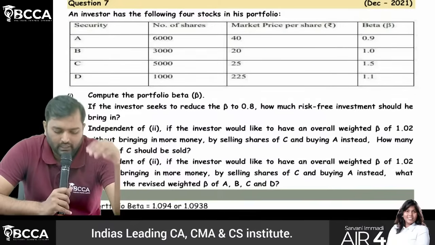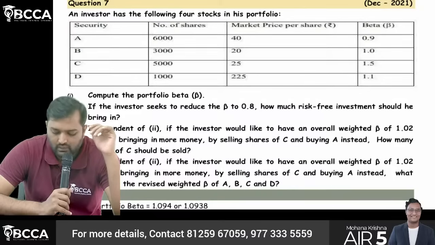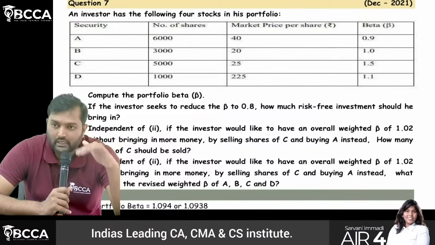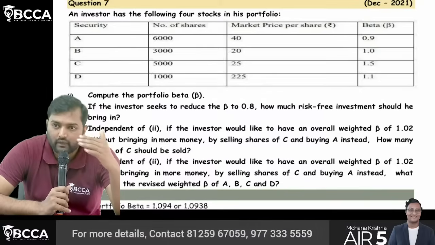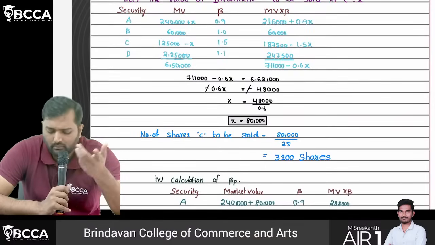Third part. And again the fourth part, independent of 2. If the investor would like to have an overall beta of 1.02 without bringing in more money, by selling shares of C and buying A instead, what would be the revised weighted beta? They are asking you to find out the revised weighted beta. It is a continuation of the third part. How do we get the revised weighted beta? Simple, you will get 1.02.